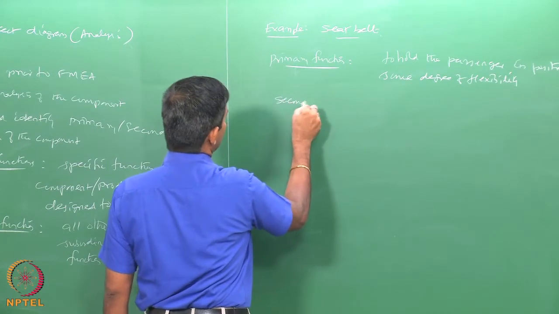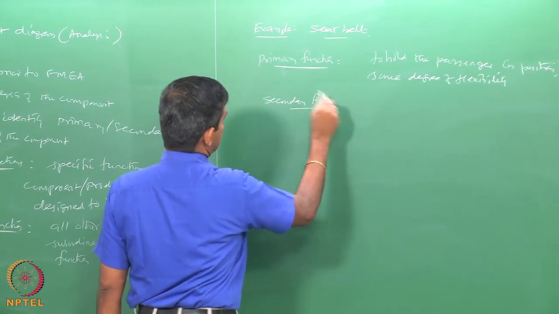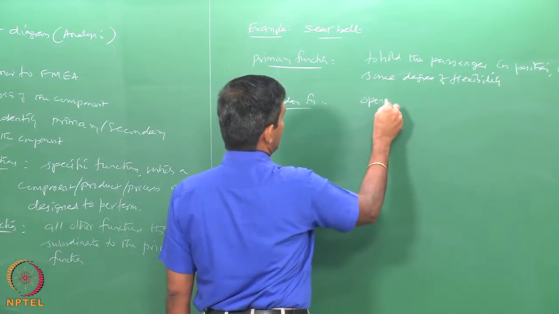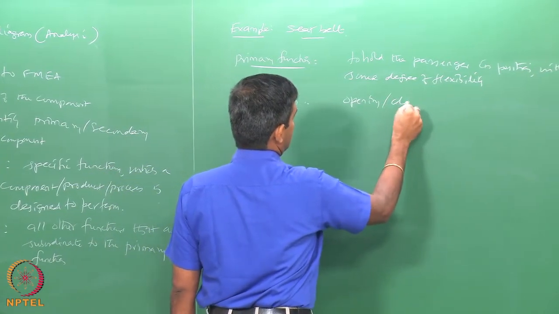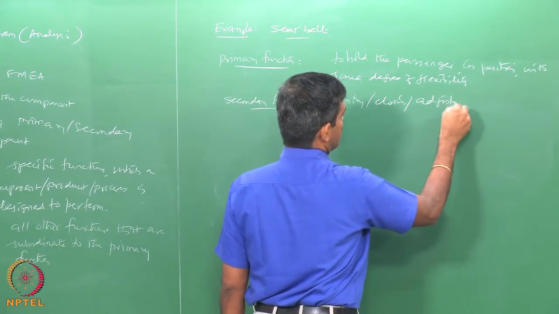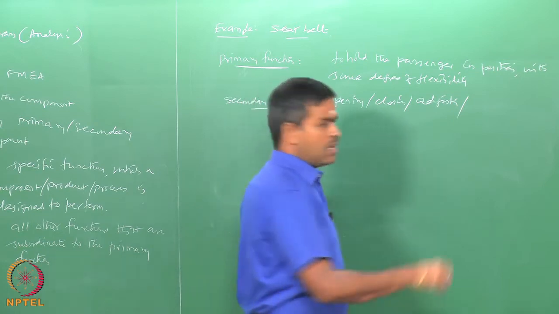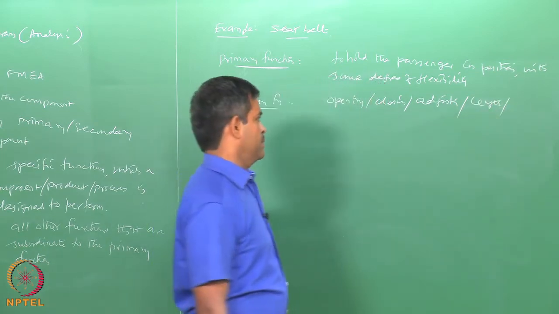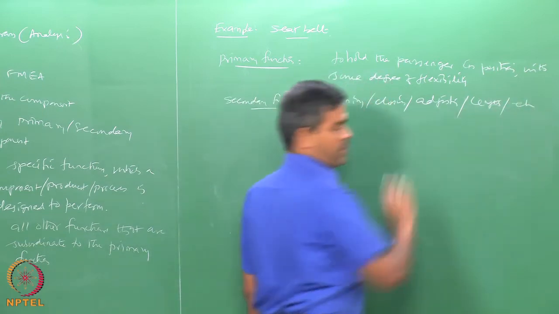What are the secondary functions? The secondary functions are opening, closing of the seat belt, adjusting the tension in the seat belt, adjusting the length of the seat belt, etc. Isn't it? These are all secondary functions.